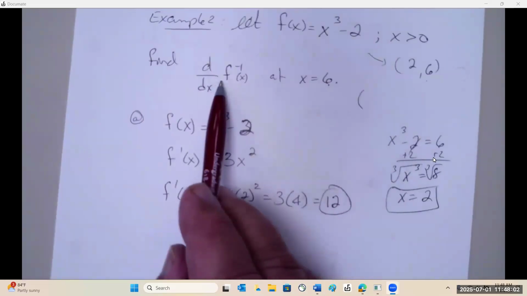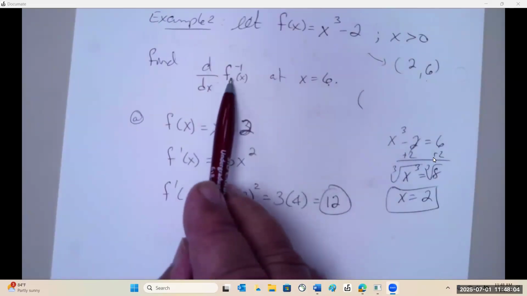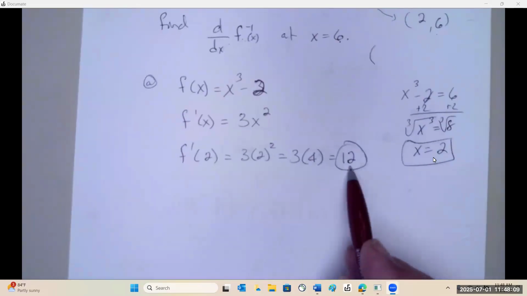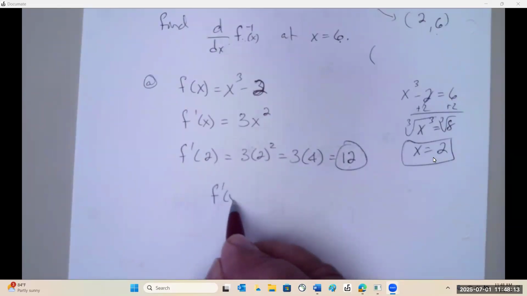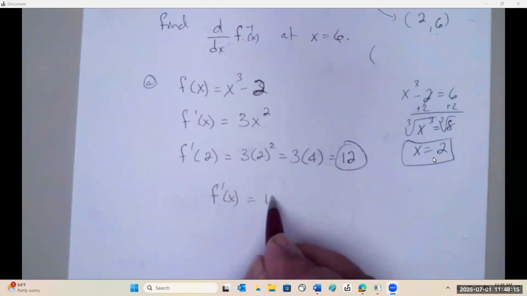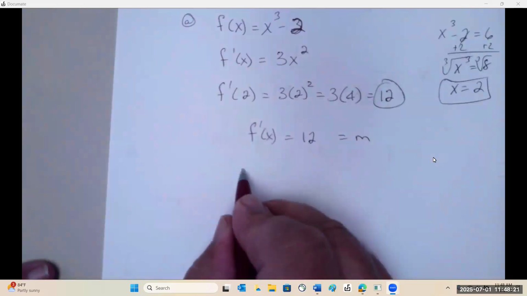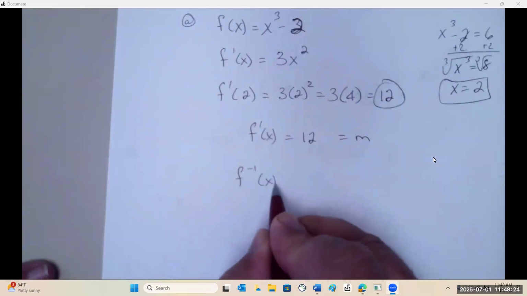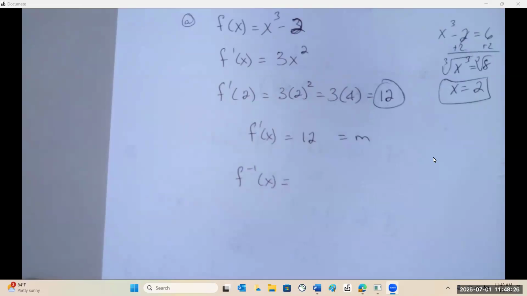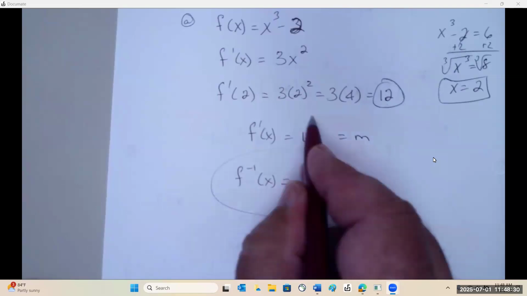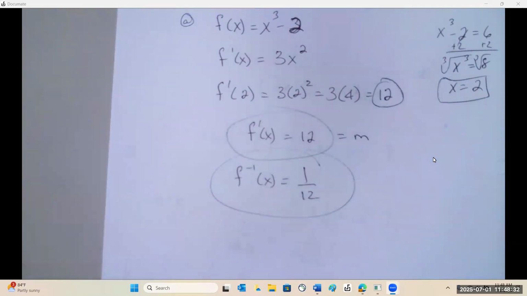So that means the derivative of the inverse would be what? What does this 12 represent? The slope. So what would the slope of the inverse function be? There, you're done. That's without using our formula.